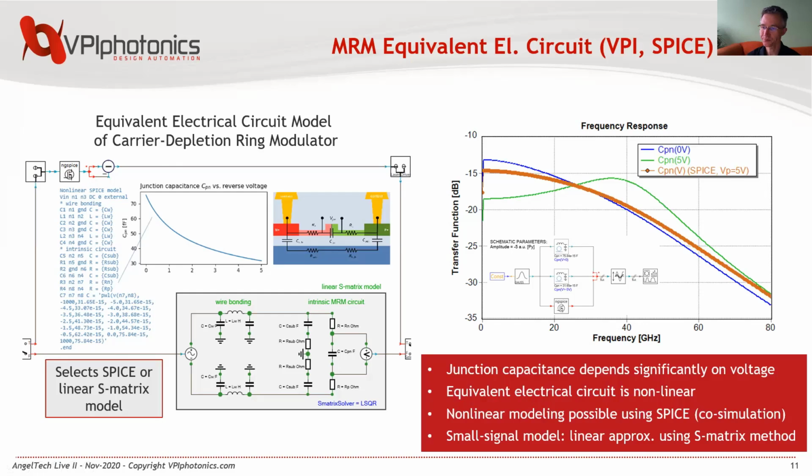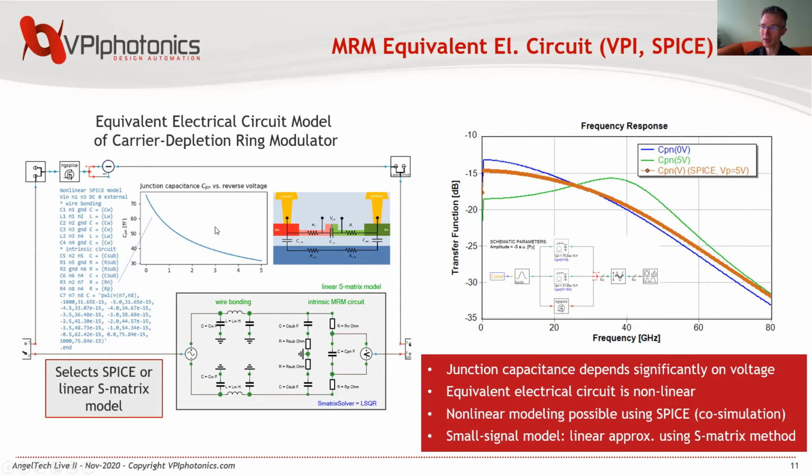SPICE cosimulation. We could have here this representation of a microring modulator and its equivalent electrical circuit and build this all up into our linearized S-matrix model, so wire bonding and the intrinsic MRM circuits. And then perform simulations of the transfer function, for instance, for two different input voltages. The green one would be 5 volt, the blue one would be 0 volt. And with respect to this junction capacitance, we would have a differently fixed value for each of them.